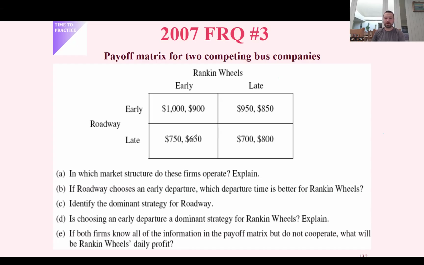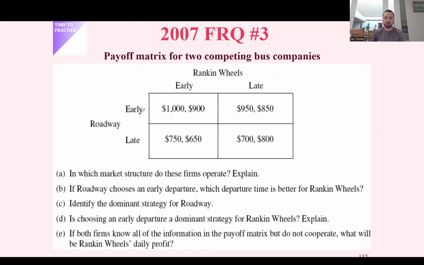And that's it. That's an oligopoly. You might want to add that there are few firms, and so they've got to be strategic with their pricing. If a roadway chooses an early departure, which departure time is better for ranking wheels?